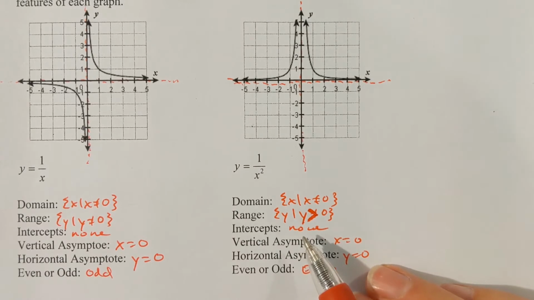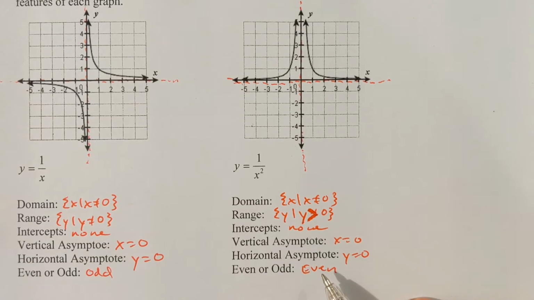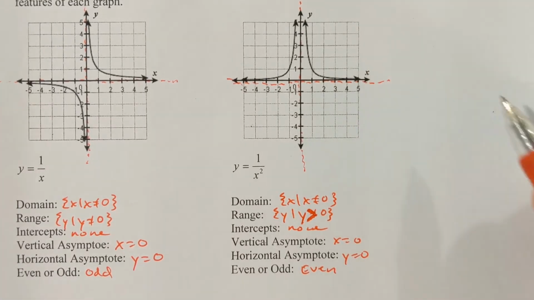Again, there's going to be no intercepts because the curve will never cross or touch the coordinate axes. This would be an even function because it's symmetric to the y-axis.